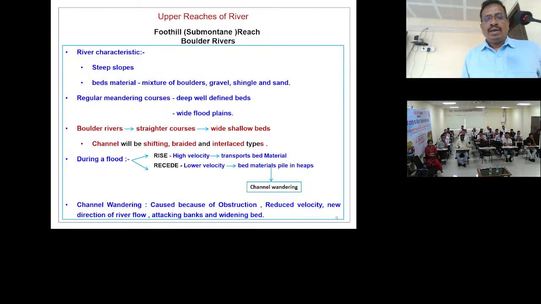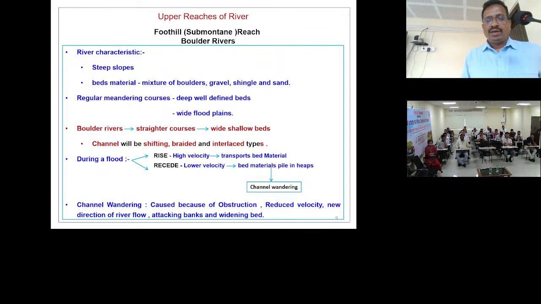During flood rise, high velocity transports bed material. When the flood recedes, the velocity lowers and the bed materials pile up in heaps. Due to this only, the braided pattern will happen.